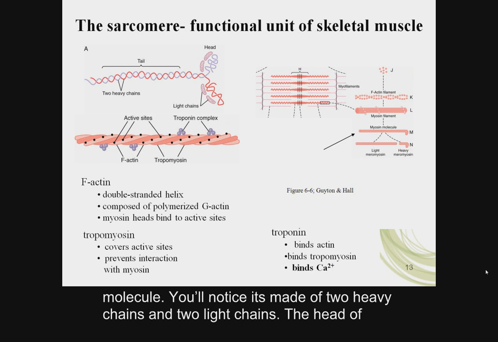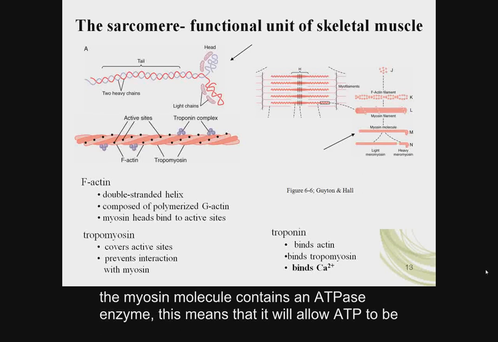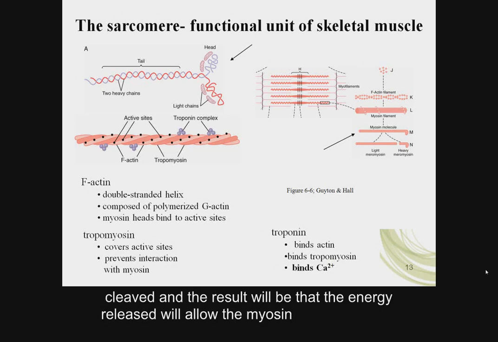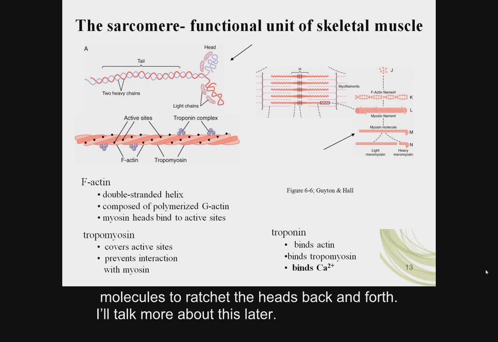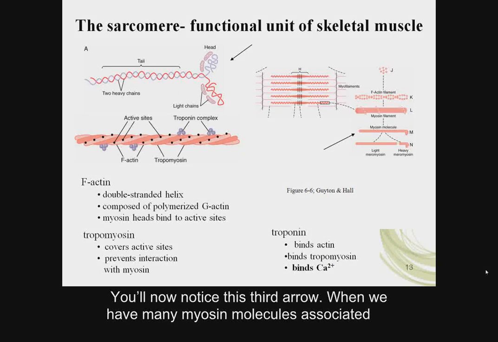The second arrow is showing an individual myosin molecule. You'll notice it's made of two heavy chains and two light chains. The head of the myosin molecule contains an ATPase enzyme. Basically, this means that it will allow ATP to be cleaved, and the result will be that the energy released will allow the myosin molecules to ratchet their heads back and forth. I'll talk more about this later.